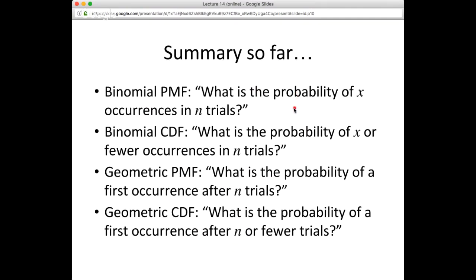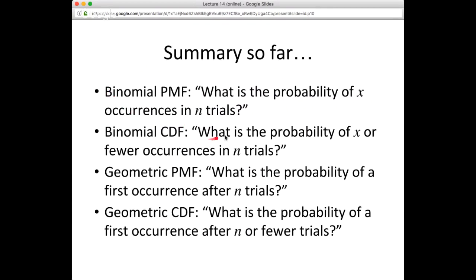Okay, and then I shared with you this kind of cheat sheet for the kinds of questions that go with each of the different PMFs and CDFs we've talked about. If we are talking about a binomial PMF, that would be appropriate if the question goes something like, what is the probability of X occurrences in N trials? Because what we're allowing for here is the possibility that those X occurrences come in any order, and we have to account for that. That's what the binomial PMF does for us.